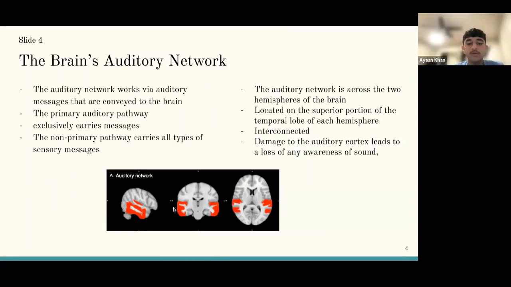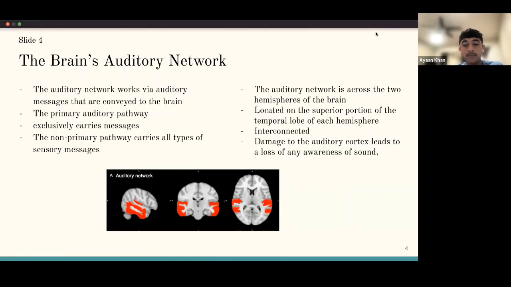So our study primarily looks at the brain's auditory network. So what exactly is the auditory network? The auditory network works via auditory messages that are conveyed to the brain via two types of pathways. The first pathway is the primary auditory pathway, which exclusively carries messages from the cochlea, that is the inner ear, which is the part of your ear that receives sound impulses from your surroundings. The second pathway is the non-primary pathway, which carries all types of sensory messages.